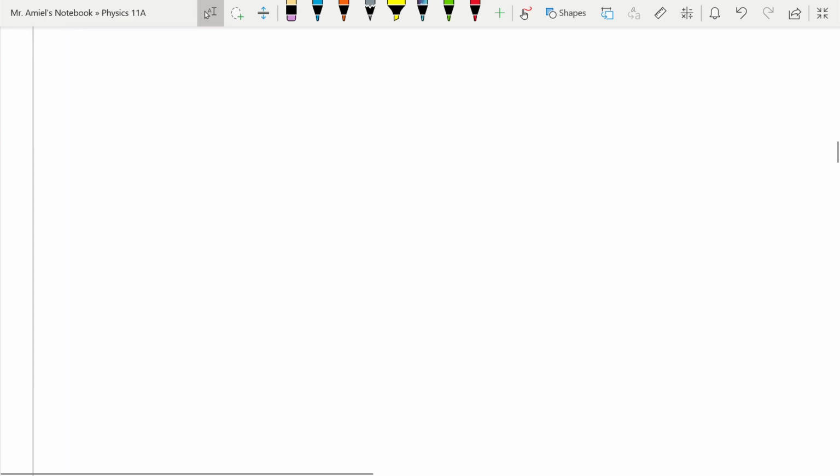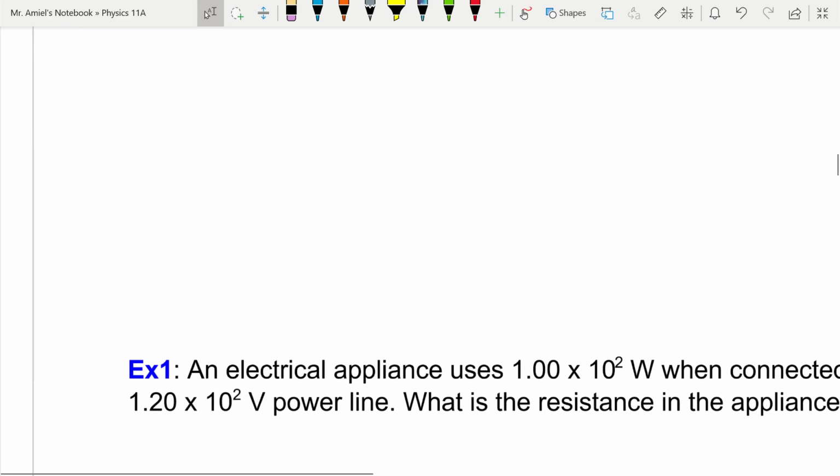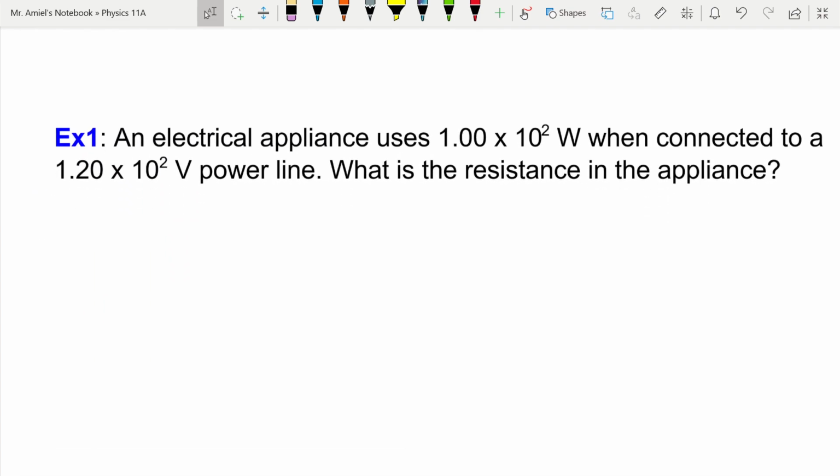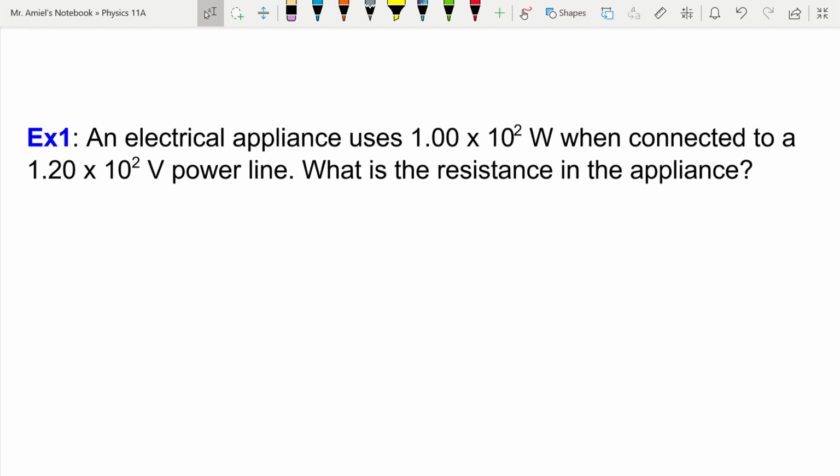Okay, let's go down and have a look at a couple of examples here. So here we have an electrical appliance that uses 1 times 10 to the 2 watts when connected to a 1.2 times 10 to the 2 volt power line. What is the resistance in the appliance? So let's write down what we know. We've got a power given to us. We've got a voltage given to us. And it wants the resistance. We want to figure out what is the resistance.